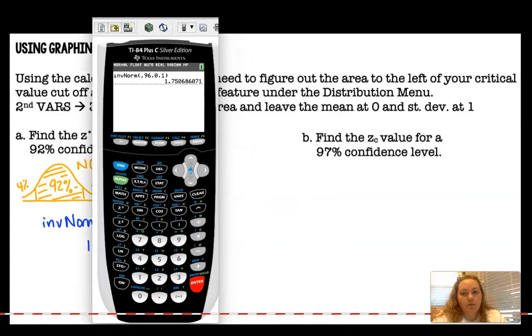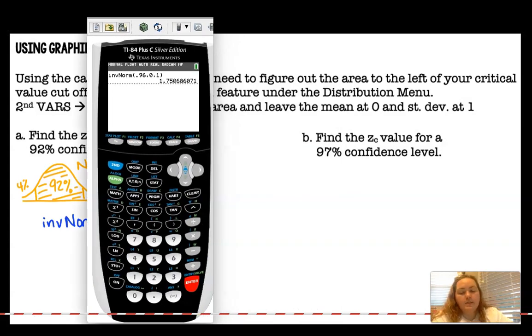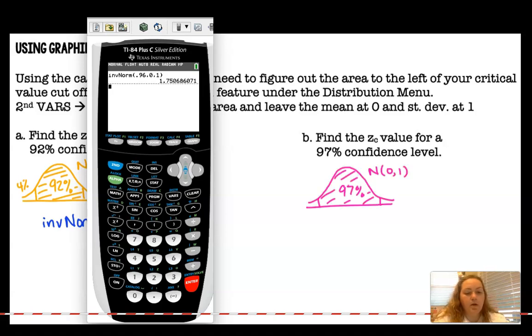All right. So for our other one, find the ZC. That's another way of putting your critical value, so your critical Z score, depending on the notation that they give you, for a 97% confidence level. So we have 97% in the middle. That's going to leave us with 1.5% on either side. So my area would be 98.5, because 1.5 plus 97 is 98.5. And that gives us 2.17.